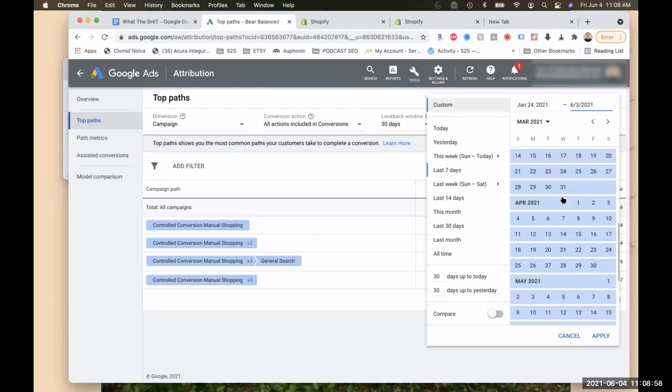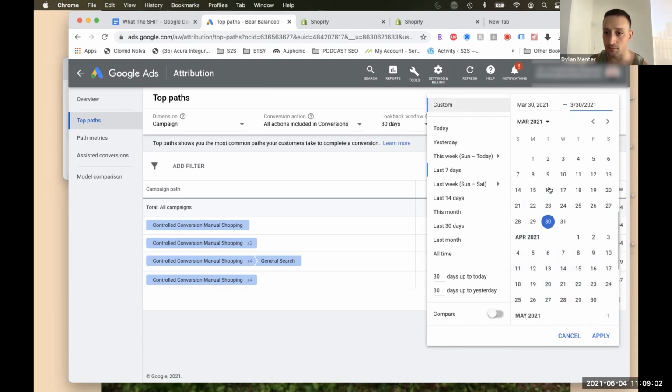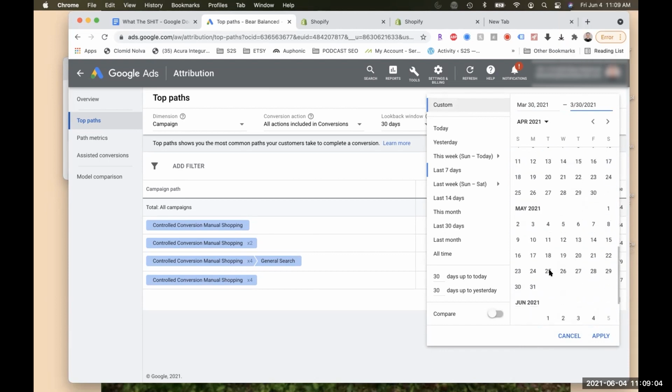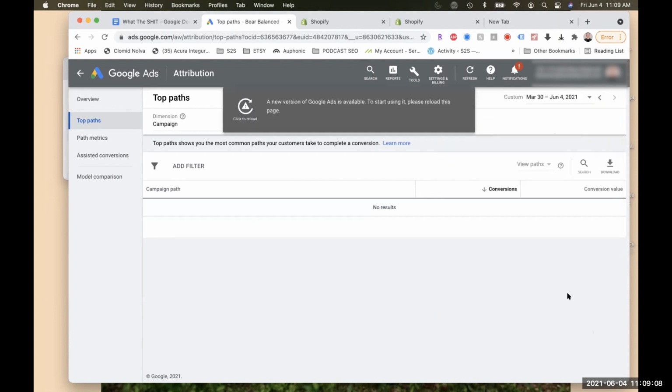Okay, let's see. Yeah, I went on target ROAS, I think on the 30th of March. So okay, yeah, let's do 30th March to today. Or yesterday or whatever. Yeah, perfect.